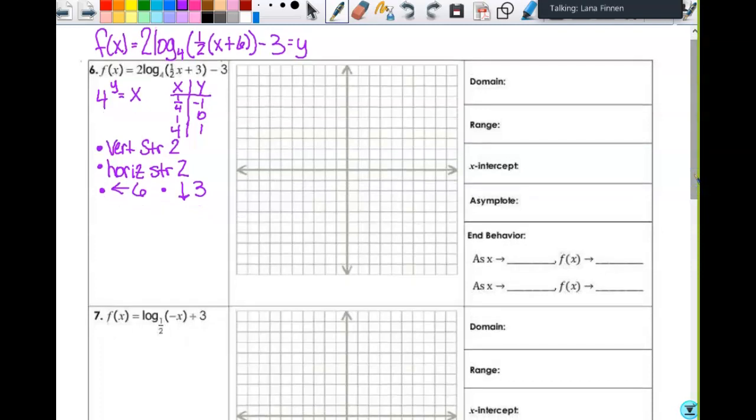All right, so I'm going to start with my asymptote. I did have a horizontal shift, so I went to the left 6, which means my asymptote has to go to the left 6. Right here. So now my asymptote is at x equals -6. Go ahead and fill that in.